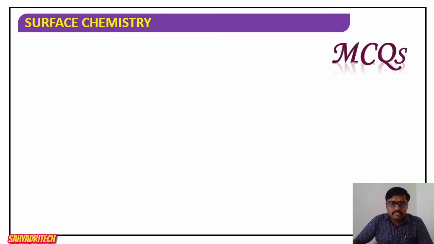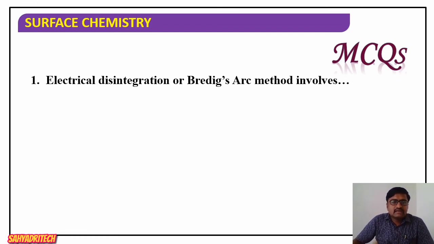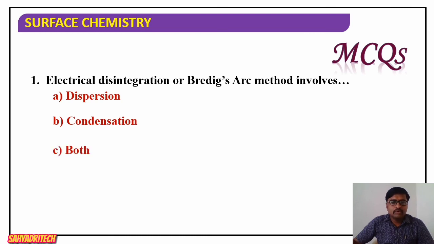Coming to the MCQs, the first one: electrical disintegration, or the Bredig arc method, involves: first, dispersion; second, condensation; third, both dispersion and condensation; fourth, none of these. The answer is C, both, since first the particles are dispersed, after that they undergo condensation. So both processes are involved in the Bredig arc method.